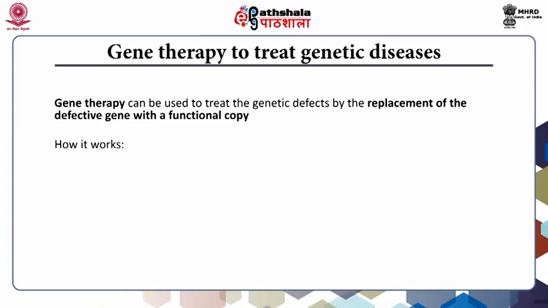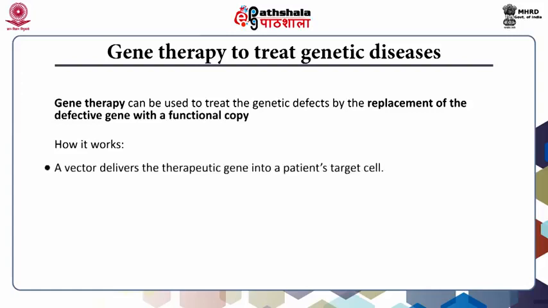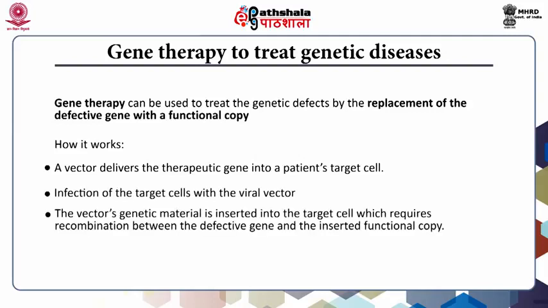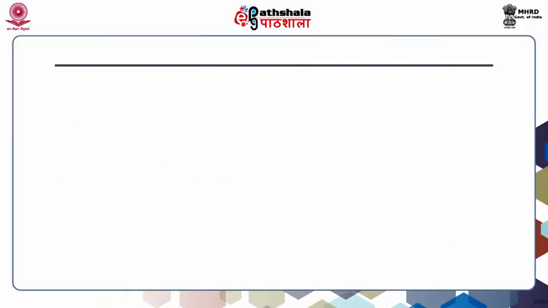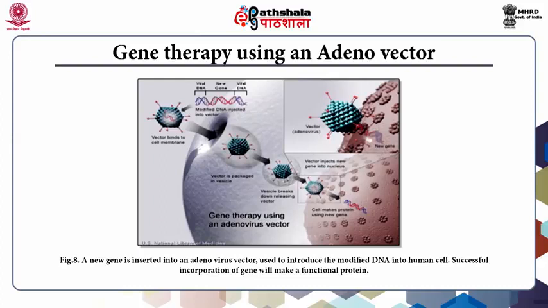Gene therapy involves the following steps. Delivery of the therapeutic gene by a suitable vector into a target cell of the patient, infection of the target cells with the viral vector, insertion of the genetic material into the target cell by recombination between the defective gene and the functional copy of the gene, and finally expression of the functional proteins from the inserted gene resulting in a normal cell. A number of genetic disorders caused by single gene defects such as cystic fibrosis, muscular dystrophy, hemophilia, sickle cell anemia, and AIDS can be treated by gene therapy approach for which the clinical trial is underway.